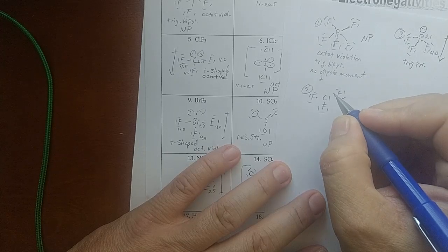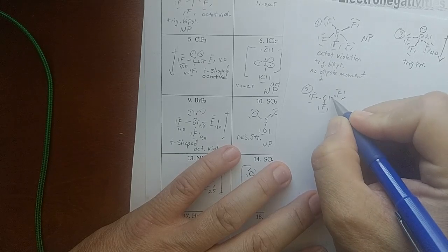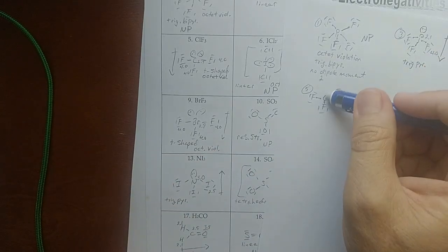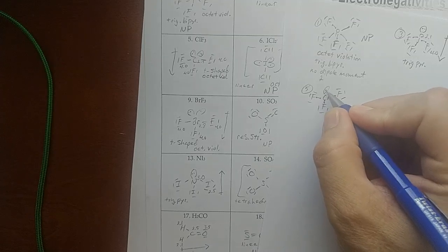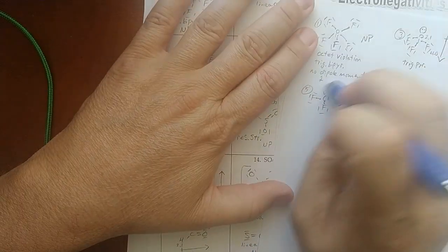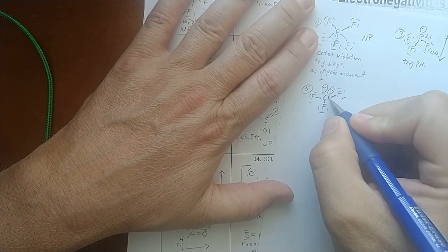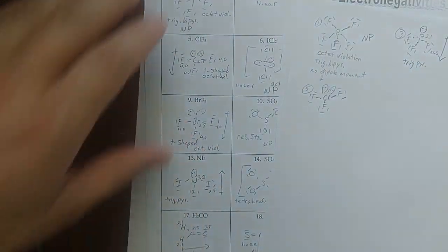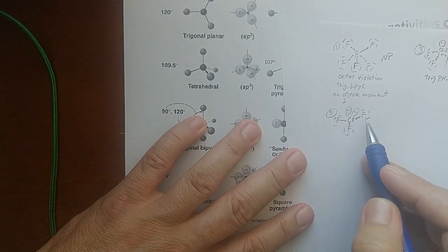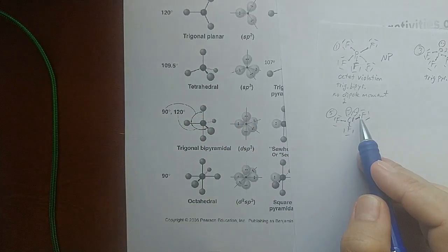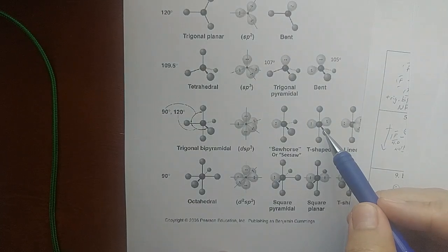And chlorine has 7, right? So I'm going to use 1 to make a shared pair here, 2 from chlorine, 3 from chlorine to make a shared pair. I used 3 out of 7 there for chlorine. That means I have 4 left over, that's 2. So what shape do I have? I have 3 bonded atoms and 2 unshared pairs, 2 clouds. It's this, isn't it? T-shaped.